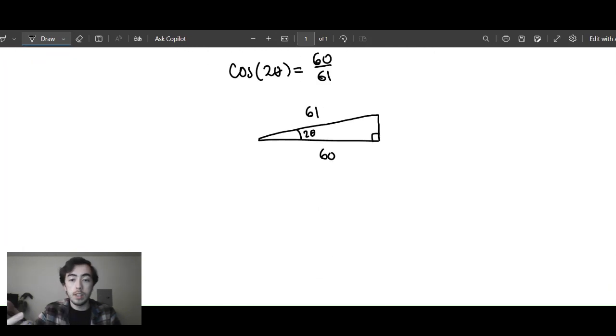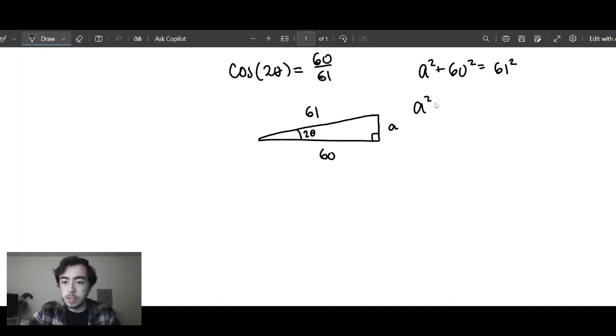Let's see if this is a right triangle. I could do the converse of the Pythagorean theorem. Actually, that's not true. I'm assuming it is a right triangle. Never mind, just the normal Pythagorean theorem. I just want to solve for this side right here. A squared plus b squared equals c squared.